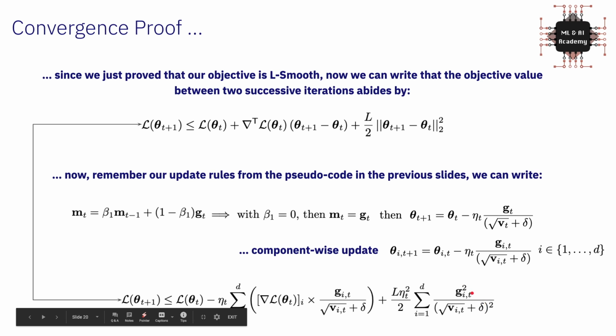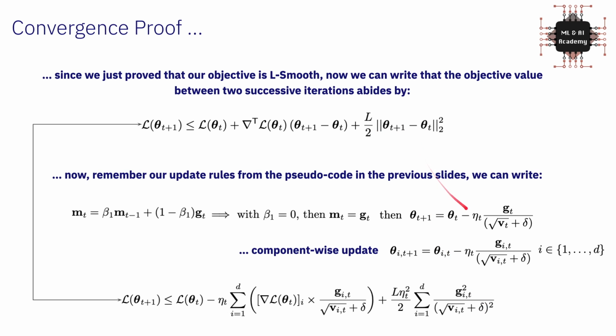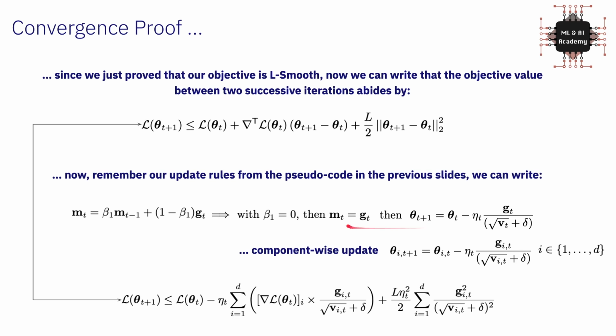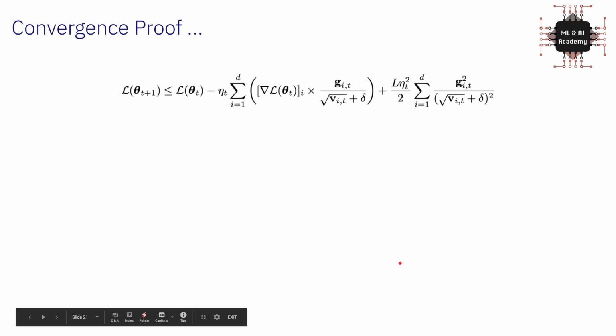Why does this come? Well, simply because we're going to substitute theta_{t+1} minus theta_t from this equation here, which is nothing but eta_t g_t over square root of v_t plus delta, all squared. And that's why eta_t becomes eta_t squared, and then the inner part is just the norm of the gradient squared, which is nothing but the summation over all of the components squared, and similarly for the denominator. So all we've done here was simply plug in the update rule in this L-smoothness bound we got, and that gave us this equation.